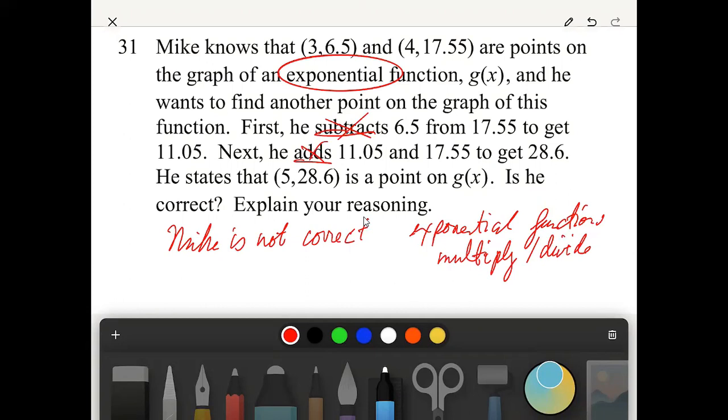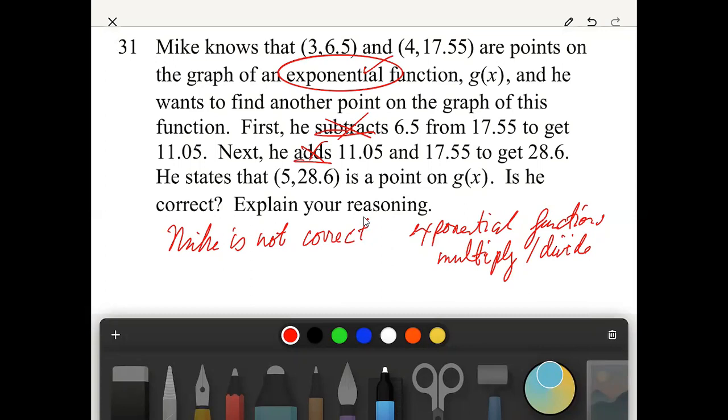That's what you do for a linear function. But this isn't a linear function. It said it's an exponential function. So Mike messed up. He should have multiplied or he should have divided and then found out what the common ratio was and then use that common ratio to come up with another point. So he didn't divide. He didn't multiply, so he's wrong. And that's what you would say.